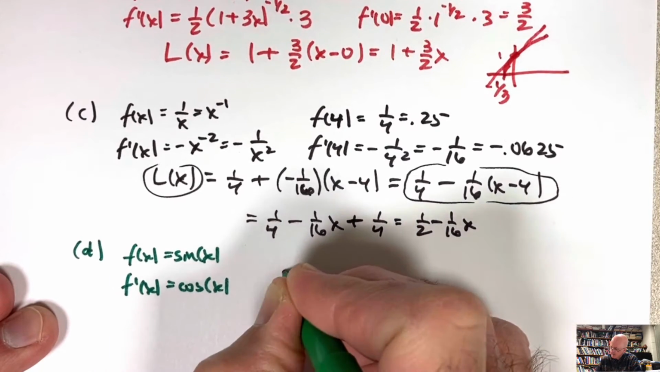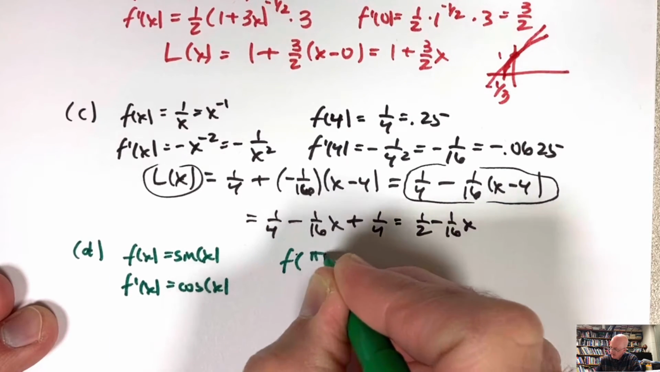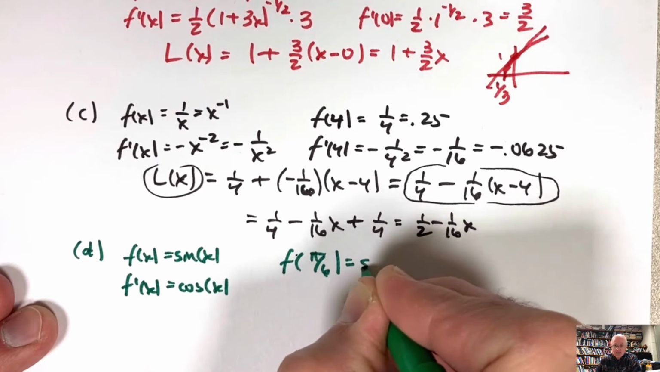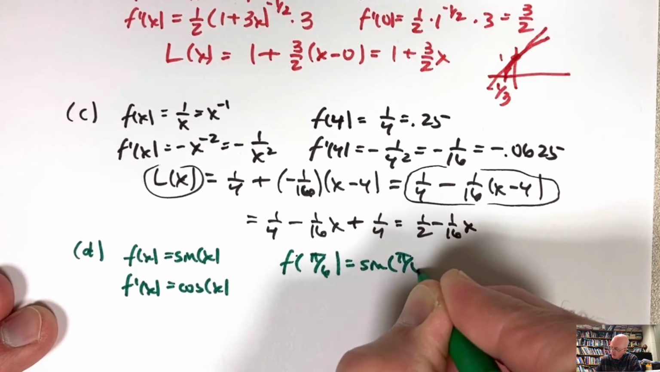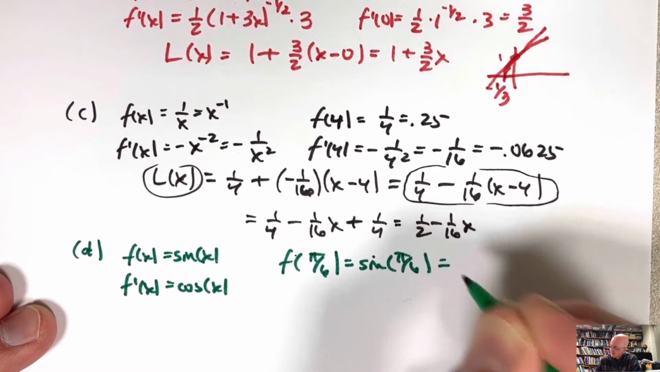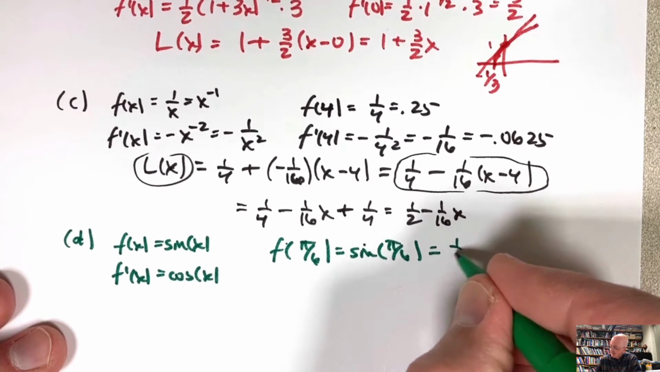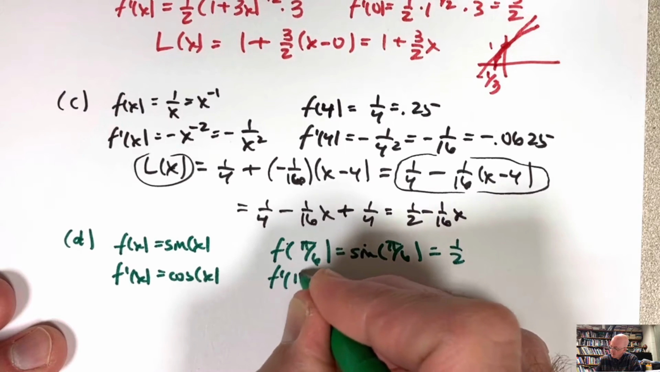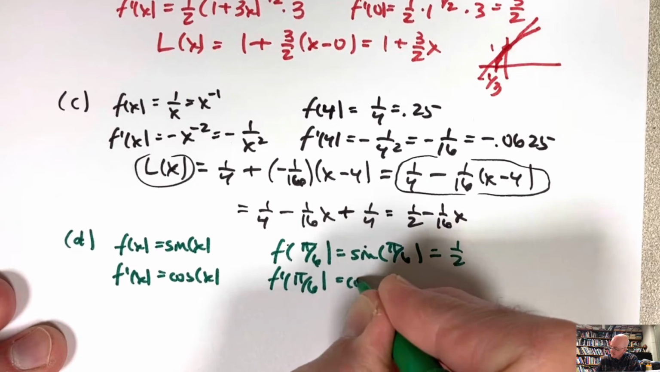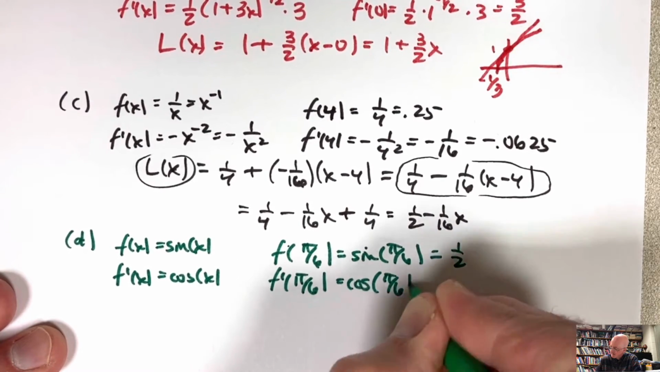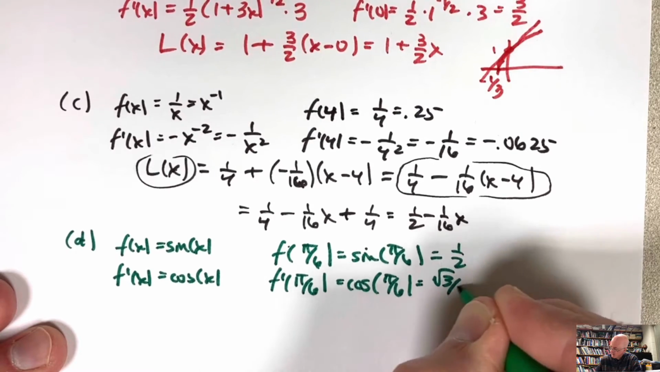A is pi over 6, so we need to compute f of pi over 6. That's sine of pi over 6. In calculus, you always assume the input is in radians, unless told otherwise. Sine of pi over 6 is 1/2. F prime of pi over 6, you can check that with your calculator, is cosine of pi over 6. These are memorized values. That's square root of 3 over 2.